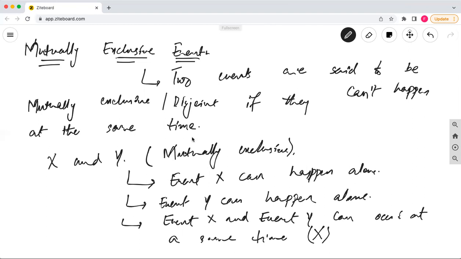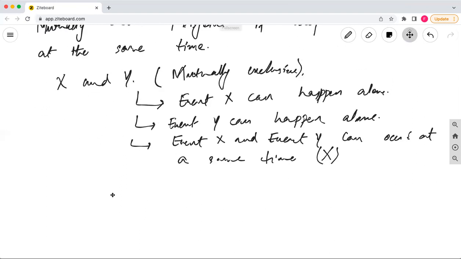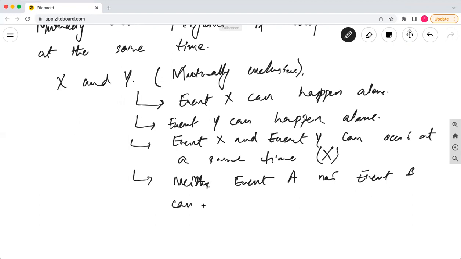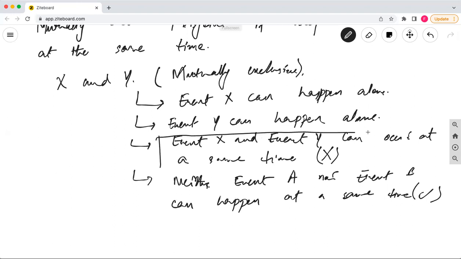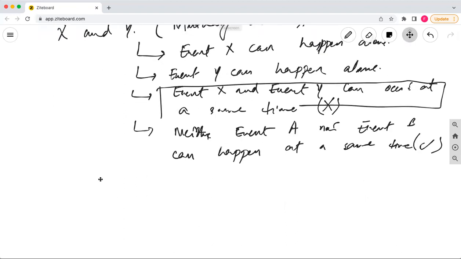Let's take an example to get an idea. One last thing, I can also say that neither event A nor event B can happen at the same time. I can also say that, but the only thing I can't say is that event X and event Y can occur at the same time. Okay, let's see one example to get an idea.